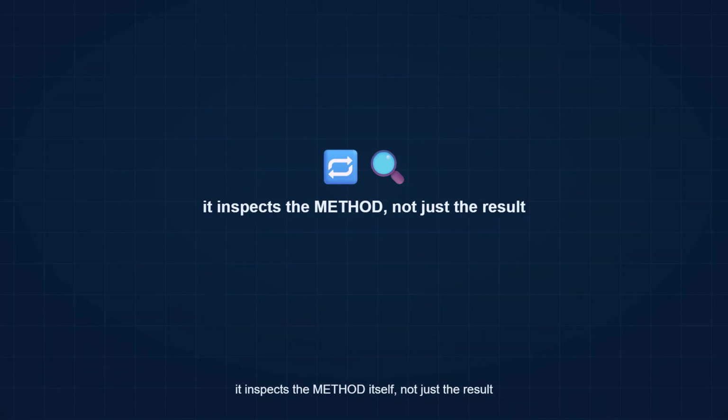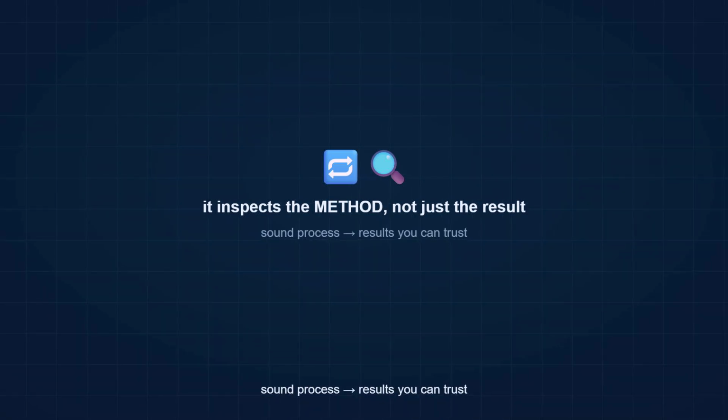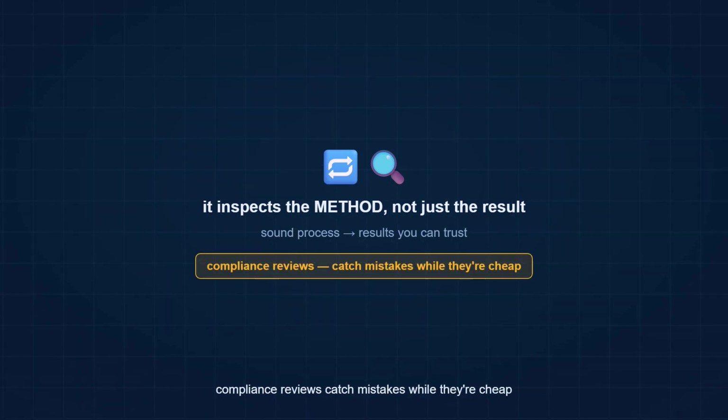And notice what they're inspecting. Not just the finished building, but the method itself. The board wants to be sure the ADM is being followed properly across every phase, because if the process is sound, the results will be too. These regular check-ins are called compliance reviews, and they catch mistakes while they're still cheap to fix, and keep every project lined up with the bigger picture.